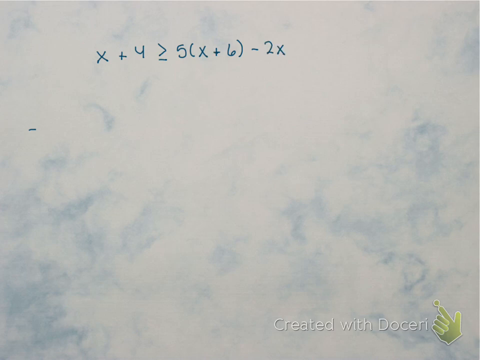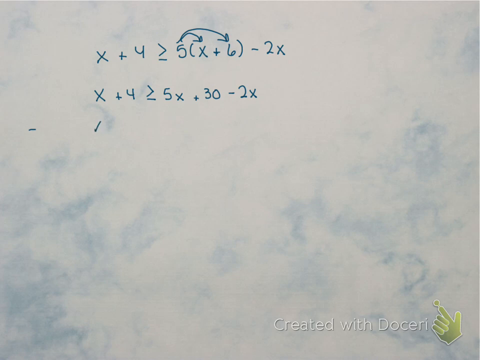Now most people I find are more comfortable when the variable is to the left of the inequality. I am also more comfortable that way. So when we work through this, we can move our variables from the left side or the right side over to the left side. But before we do anything like that, we have to distribute. So let's get that done first. X plus 4, so 5 times x. X plus 4 is greater than or equal to 5x plus 30 and minus 2x.